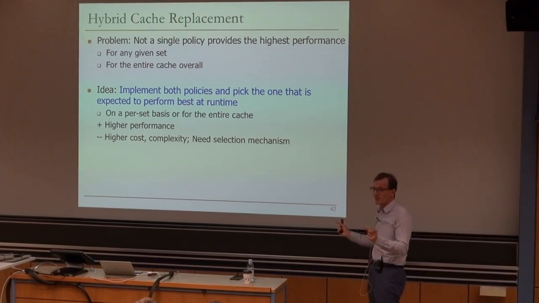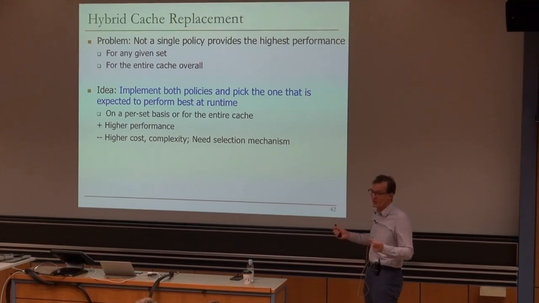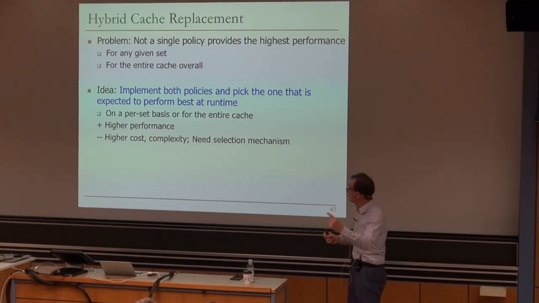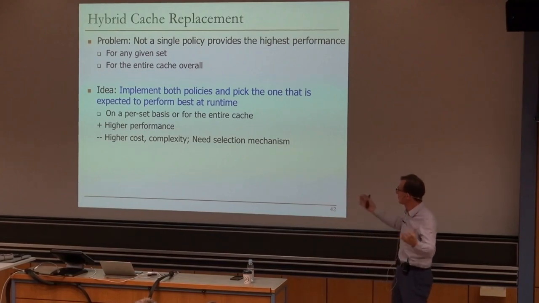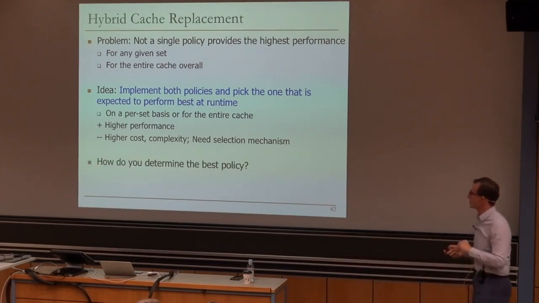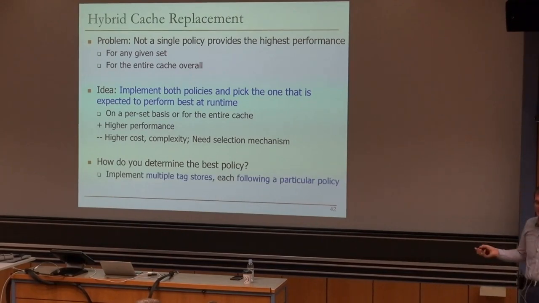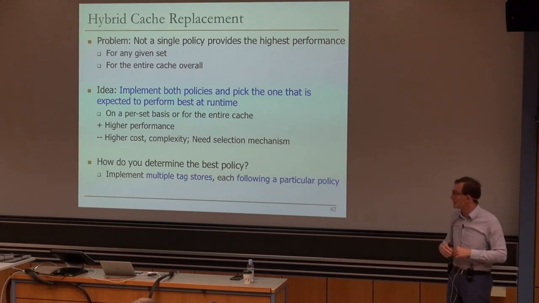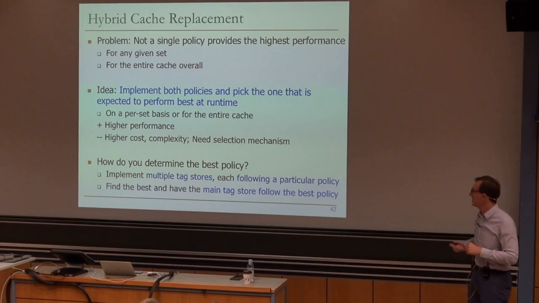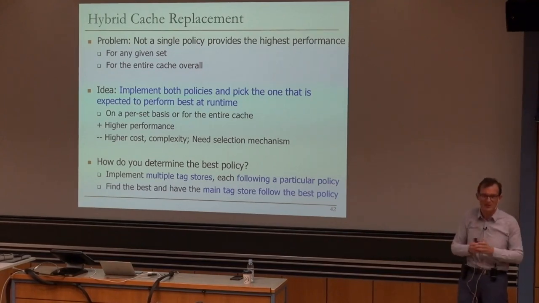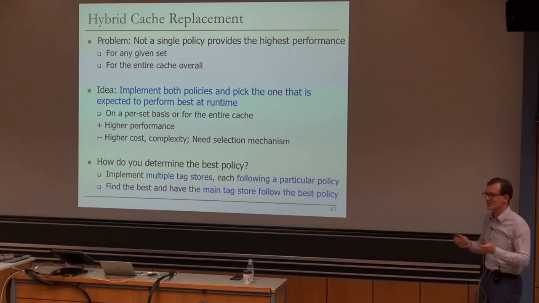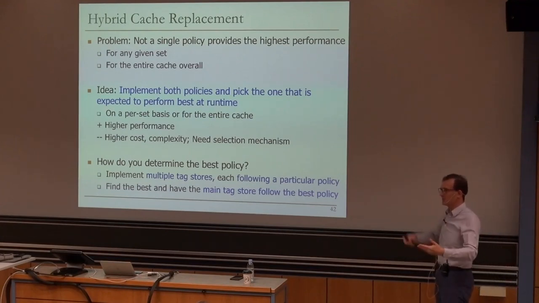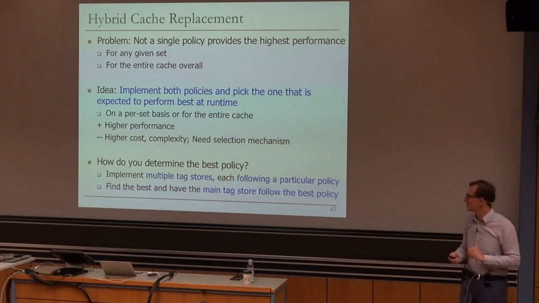You definitely need to implement both policies, which is where a cost comes from, but also the selection mechanism that says which policy you should follow, either on a per set basis, a per region basis, or for the entire cache. So a key question is, how do you determine the best policy? One obvious answer is to implement multiple tag stores, each following a particular policy. Essentially, you're emulating what would have happened if you were actually following that policy, finding the best policy, and having the main tag store follow that best policy. Does that make sense? That's simple. One of them follows LRU, the other follows random, and you pick the best one.